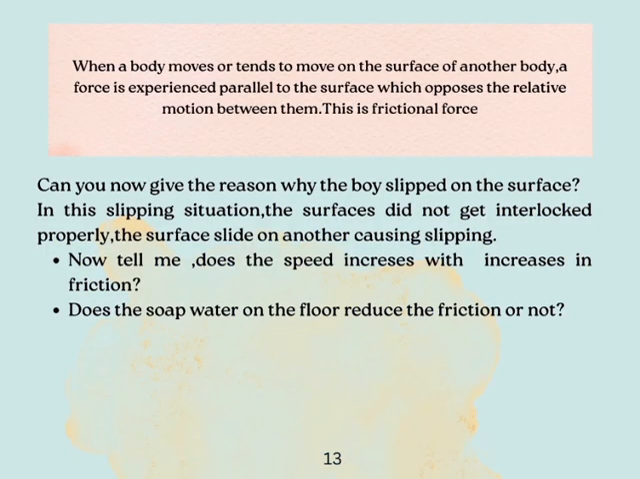When a body moves or tends to move on the surface of another body, a force is experienced parallel to the surfaces, which opposes the relative motion between them. This is frictional force. So now you know why the guy slipped on the floor: because there is no frictional force, or opposing force, in the interlocking of the surface of his foot and the floor.